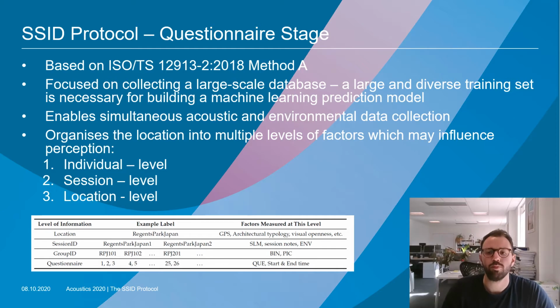And then finally, we put all of that up into the location level information. And that's things that don't change across sessions or across individuals. That would be things like the architectural typology of the space, the visual openness of it. The dominant sound sources typically don't change across the locations as long as we're doing it around the same time of day. And so we just organize all of the data streams that we're collecting into these 3 levels.